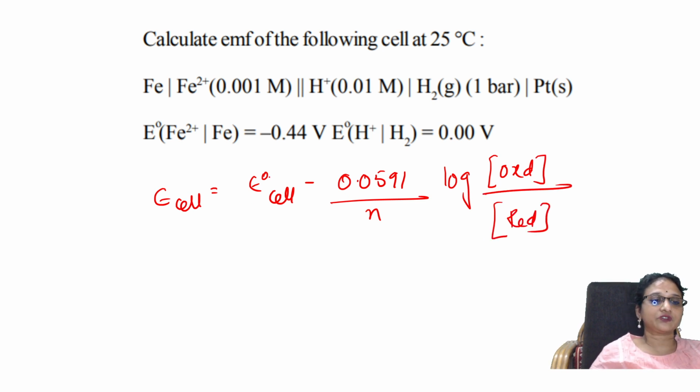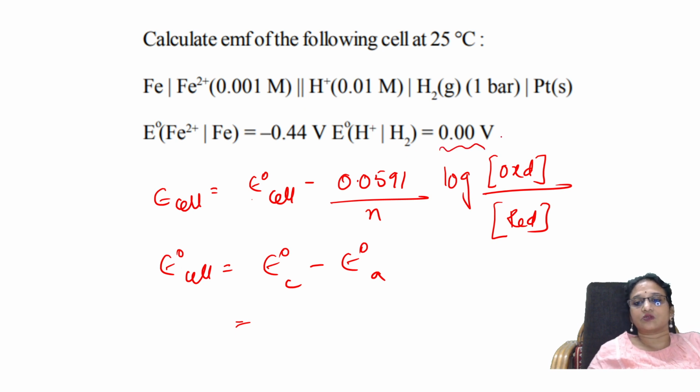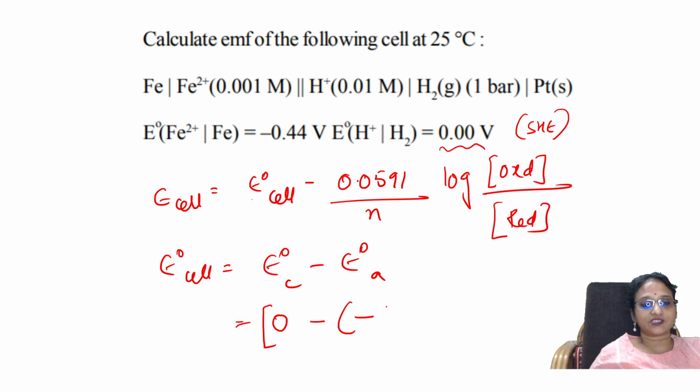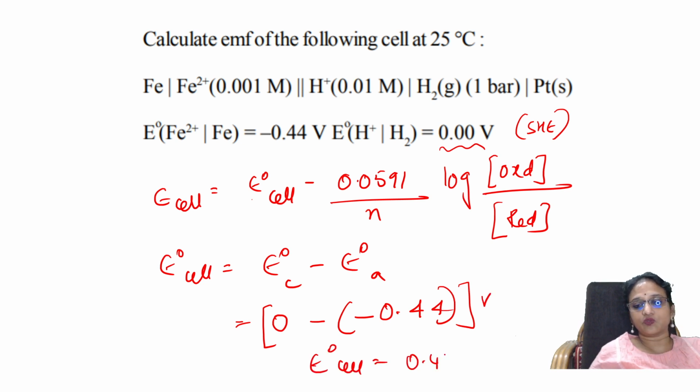Now observe, first we'll calculate E naught cell. E naught cell is what? It is E naught cathode minus E naught anode. Correct? How much is E naught cathode? What is E naught cathode here? Just see. One is hydrogen electrode. This is SHE, standard hydrogen electrode, and this is negative reduction, negative electrode potential, that is oxidation part that happens at anode. So cathode, hydrogen is there. If you have a negative value, it is nothing but the oxidation potential value. Correct? So E naught cell value, I got it as 0.44 volts.